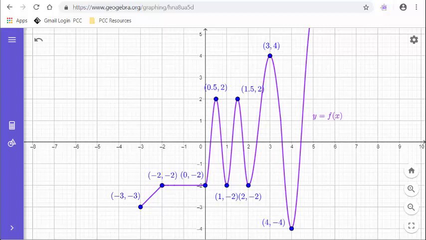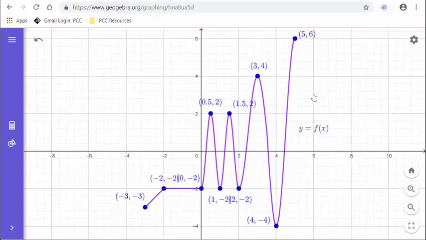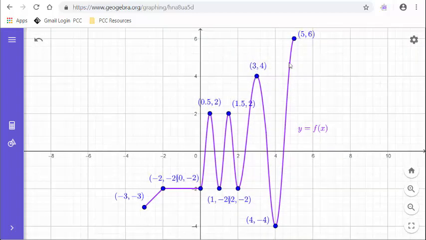And then we have a local maximum of 4 when x is 3, and then 6 is not a local maximum, so that's our last one, 4 when x is 3.